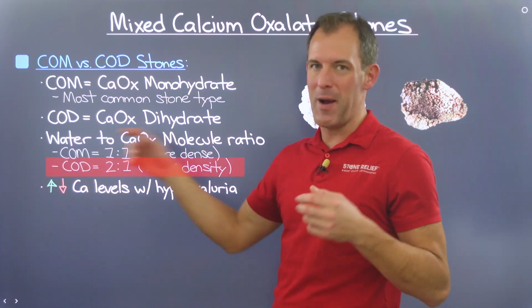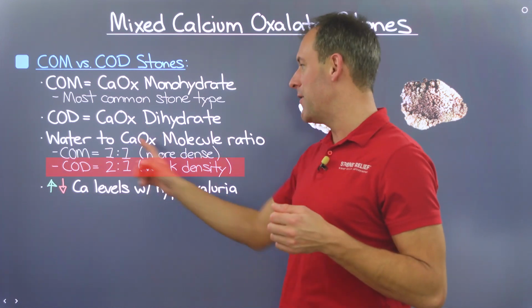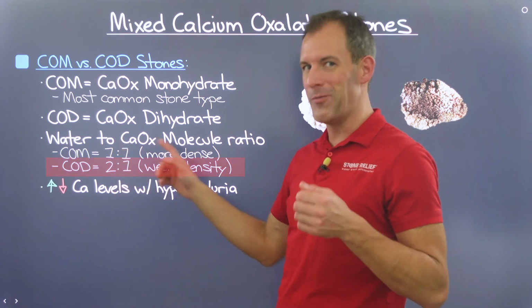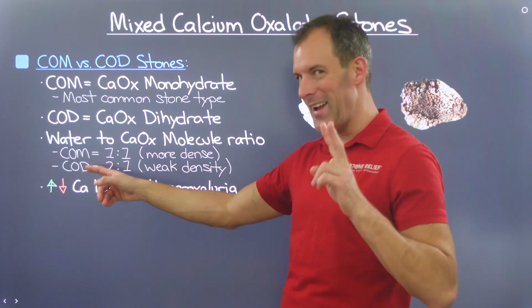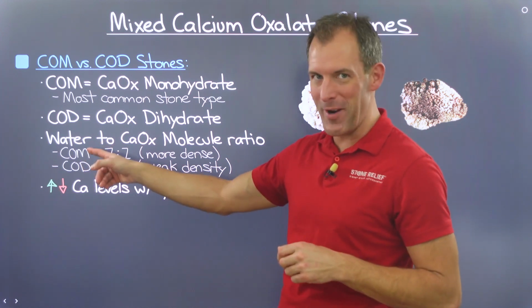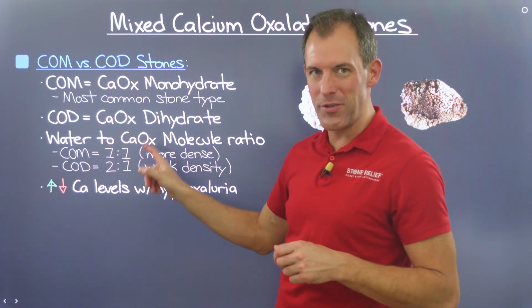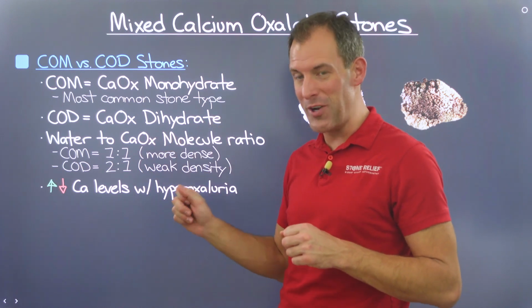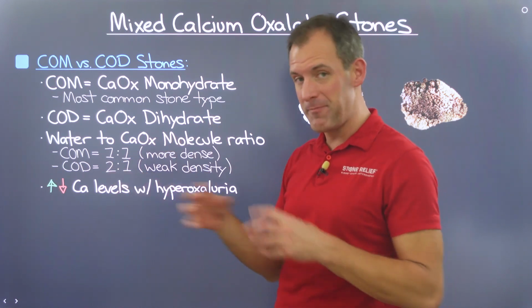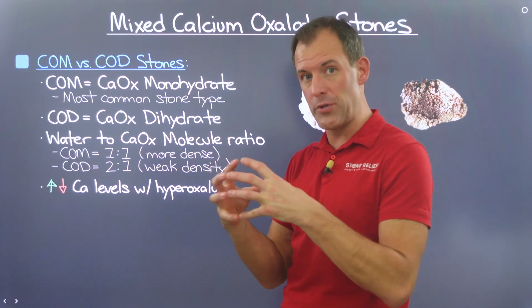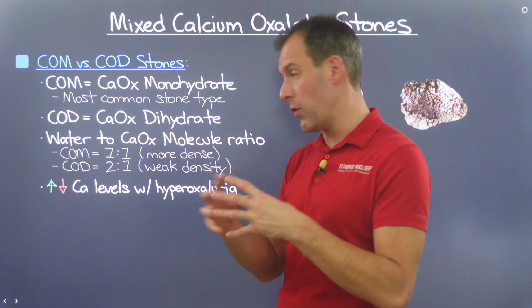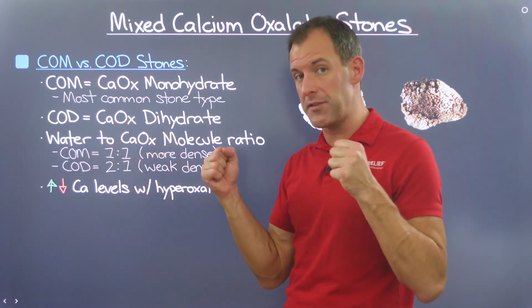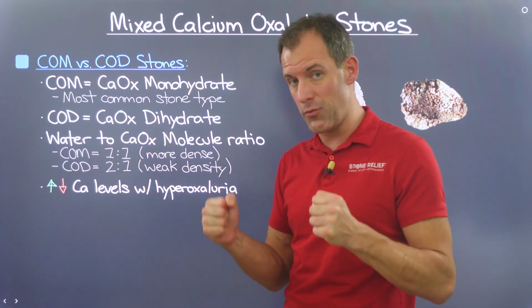Whereas with calcium oxalate dihydrate or COD stones, there's a 2-to-1 ratio of water to calcium oxalate. Again, di is 2, dihydrate, 2-hydrate; mono is 1, monohydrate, 1-hydrate. It all has to do with this water to calcium oxalate molecule ratio. When you've got more space, there's more opportunity for things to get shuffled around and break apart those stones. That's why COD stones, or calcium oxalate dihydrate stones, are considered weak.